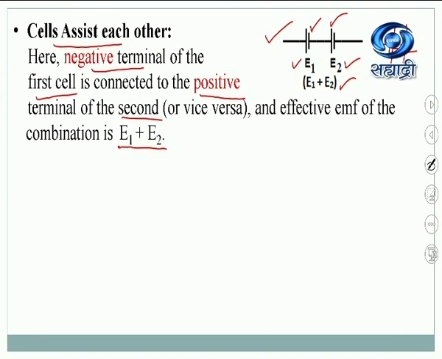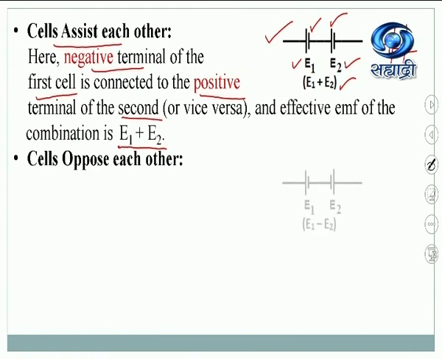So this is called the cells assist position. Next, cells oppose each other. What does that mean? See here now. The negative terminal of E1 is now connected to the negative terminal of E2. Unlike the first thing we had seen, where negative was connected to positive, here in the next it is negative connected to the negative terminal of the cell. When this is so, the cells oppose each other, and the EMF is E1 minus E2.